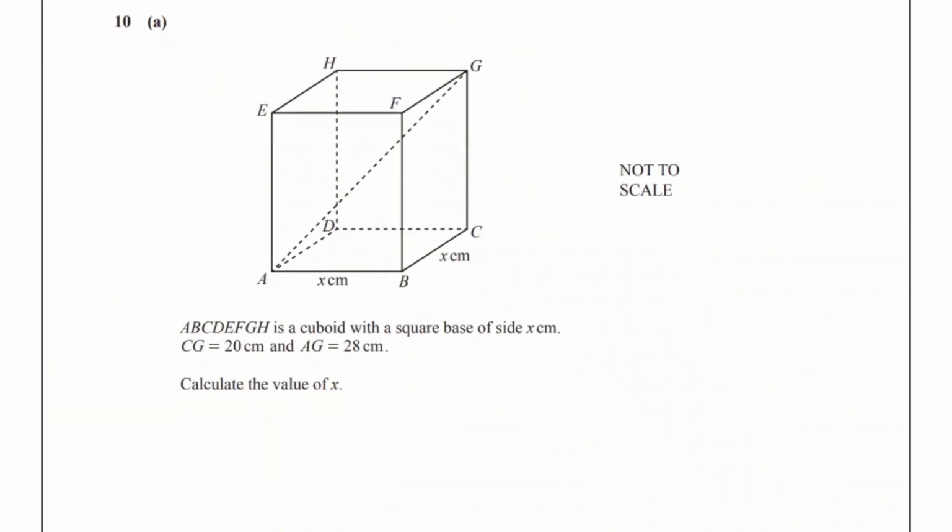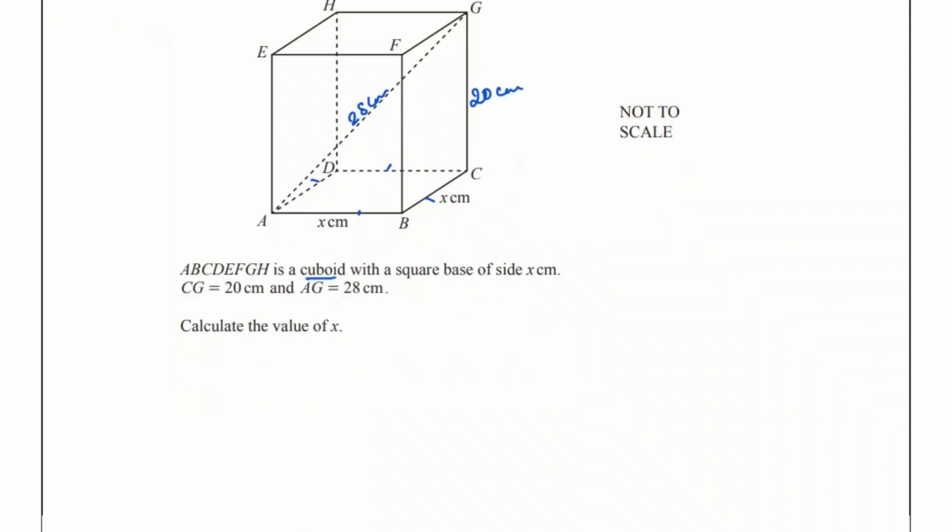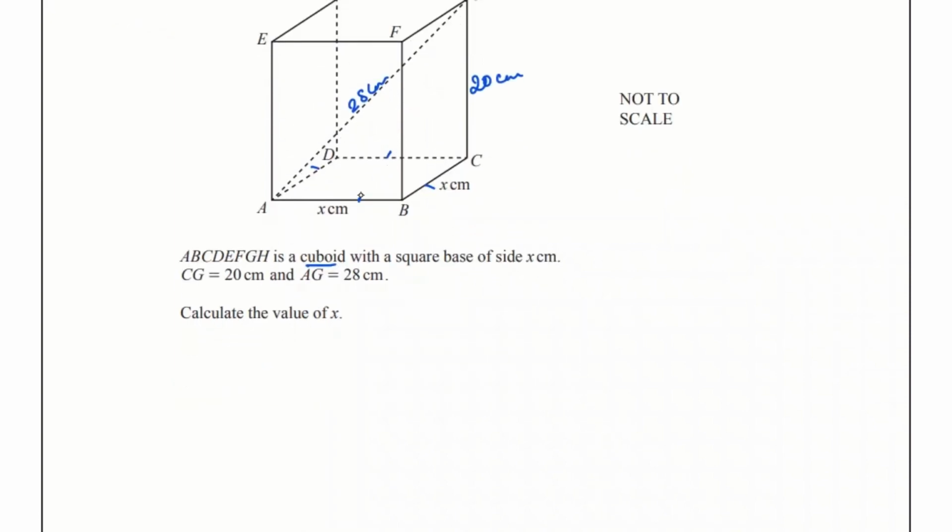Projection. Okay, so this is a cuboid with a square base, so all these sides are equal. CG is 20 centimeters, AG is 28 centimeters. Find out the value of x. Don't get frightened by looking at the figure. The base is given to you as x. We know this is 90 degrees, right?